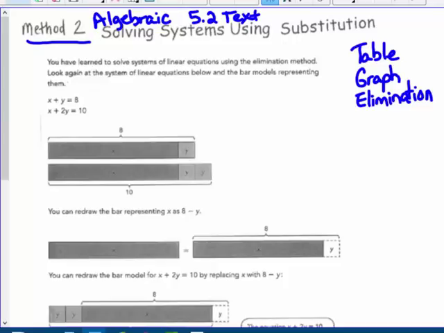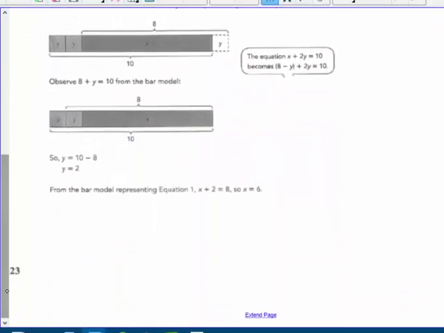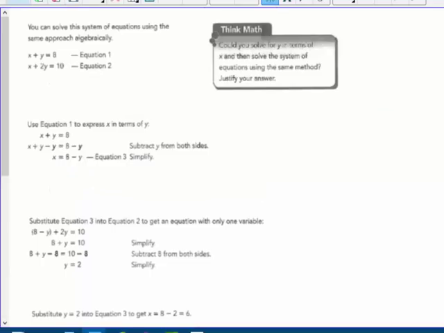I'm going to let you read page 23 on your own. It goes through the bar modeling of how x plus y equals 8 and x plus 2y equals 10. And you solve them and you get y equals 2 and x equals 6. You've seen this bar model before in another packet. You could read through that page. So on to page 24. You can solve this system of equations using the same approach but doing it algebraically.